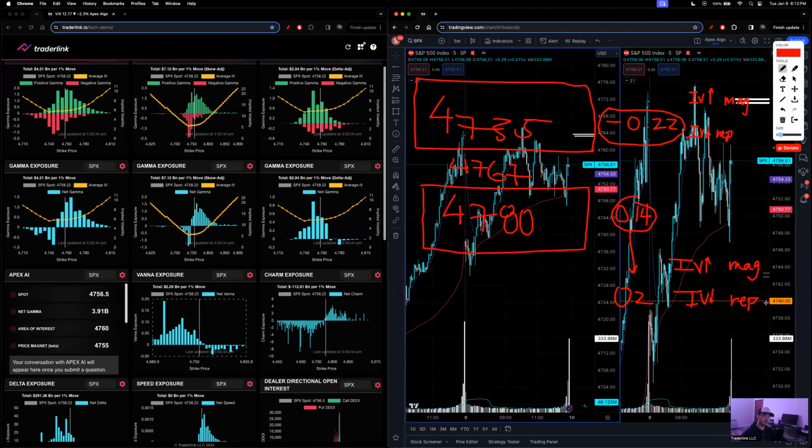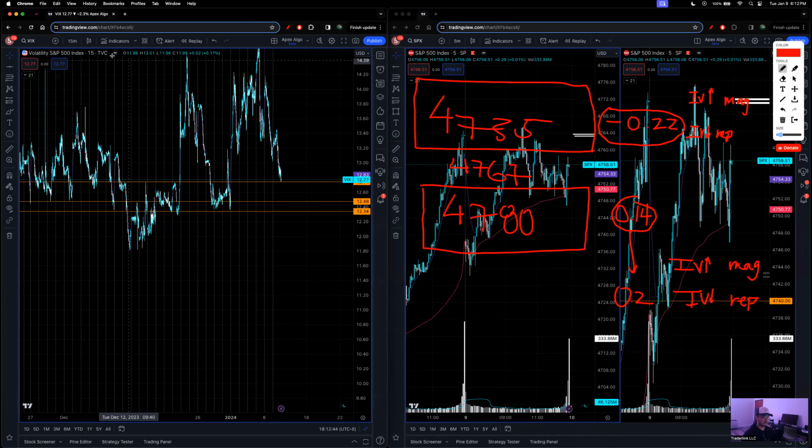So now let's determine what happens to IV. Let's say IV or VIX has pushed back down. So we are now right here. Imagine VIX is right here, we're at another support level. Let's take this into consideration.